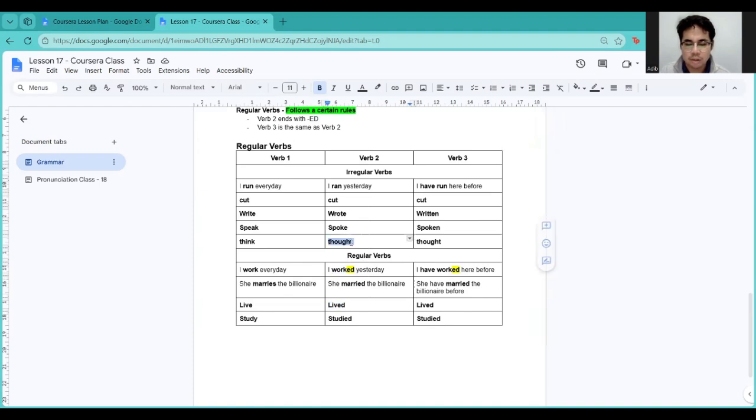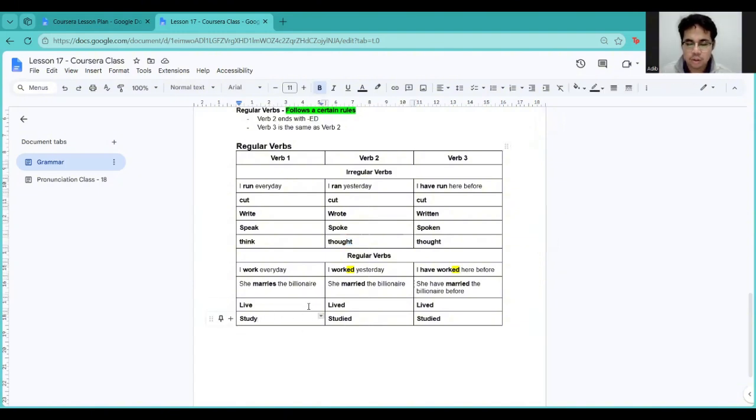Okay. So what makes it different with thought? The word thought doesn't end with E and D. Okay? So it's not counted as a regular verb. It's not a regular verb, even though it follows the ABB pattern. Okay?